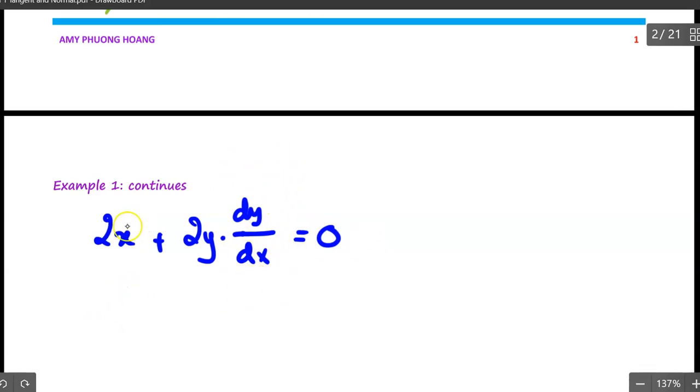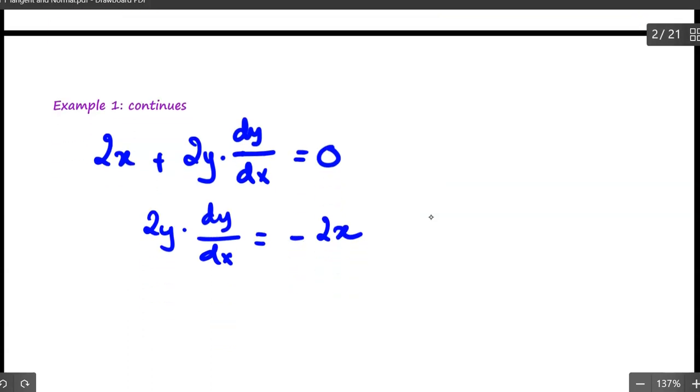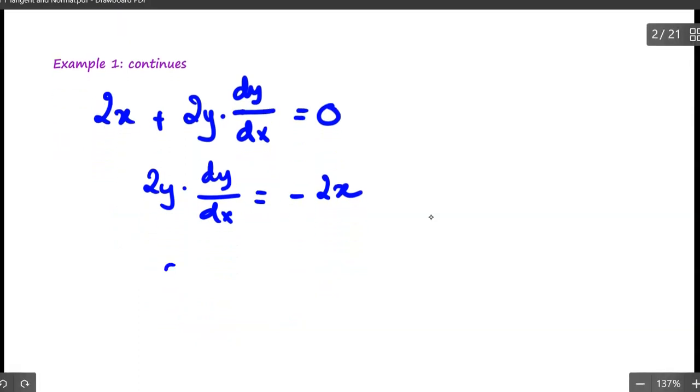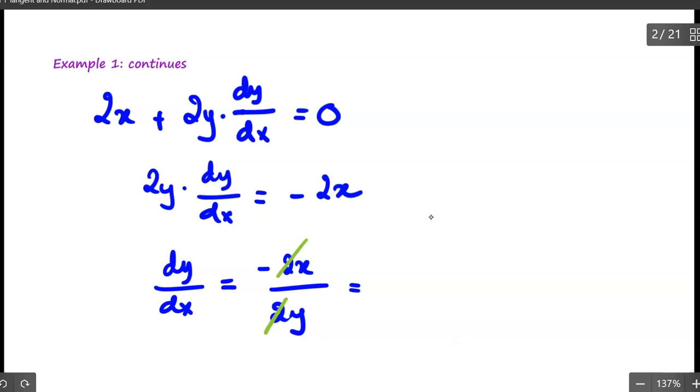So that means I'm going to move 2x over to the side of the equation. So I will have this written like this, and negative 2x. Bring this over, 0 subtract 2x. So now I'm solving for dy over dx, so I write dy over dx equal to negative 2x over 2y. At this point, you see you can cancel that. So it just becomes negative x over y.